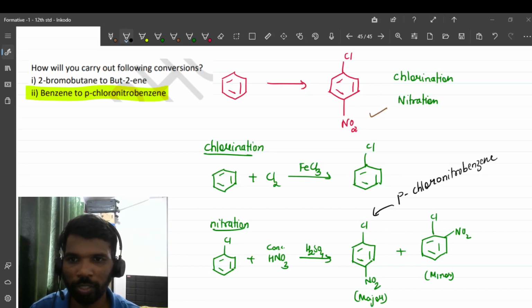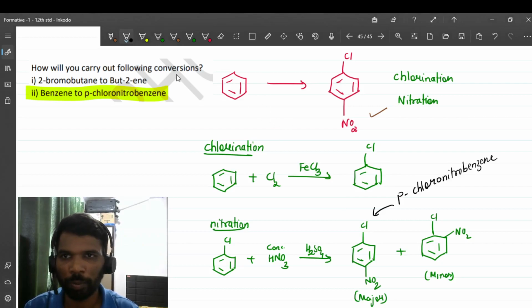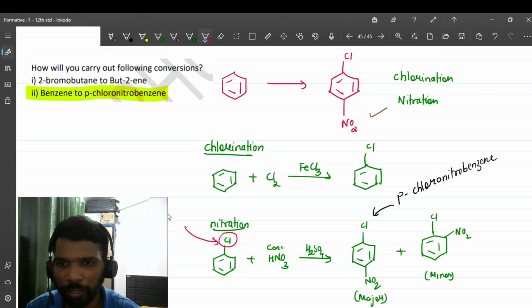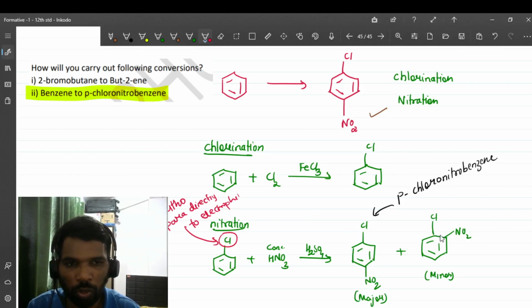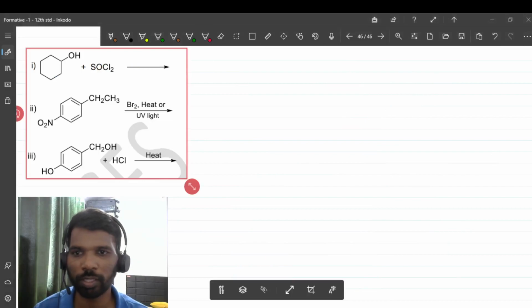Yeah, one thing I did not discuss over here is why it is ortho and para: the chlorine group which is attached is ortho para directing. This is ortho, para directing to an electrophile. Incoming electrophile will go either at an ortho or at a para position. So this is para position and this is ortho position. So that's it. Okay, let's solve this series of questions.